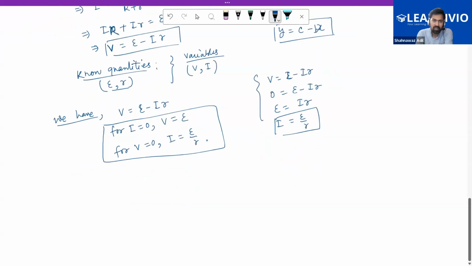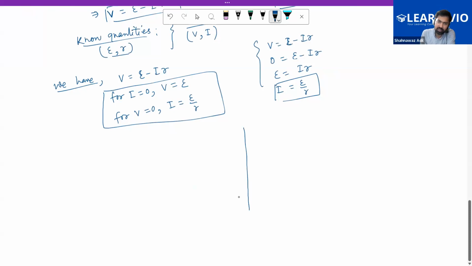Yes, sir. Now, what are these points? So I have I and then V. I equal to 0, that is this line, comma E. So that is this point. Right, this point is 0 comma E. Clear? And then V is 0, so this is this line. And then I is E by R. So E by R, comma 0.